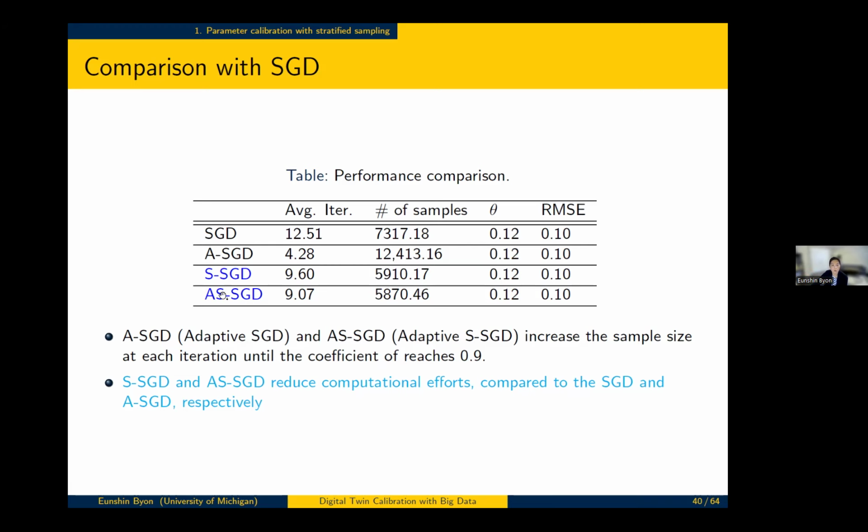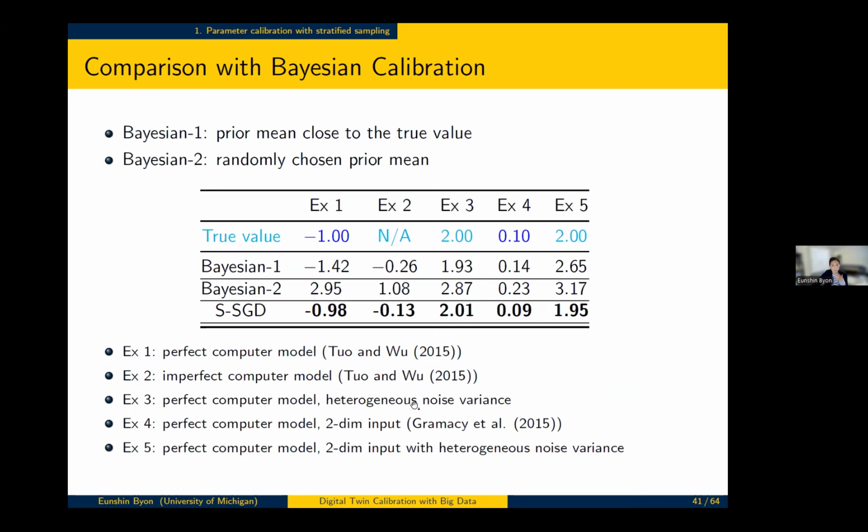But when we employ stratified sampling in addition to the adaptive SGD, we were able to reduce the number of evaluations by about half. Okay, so we were able to reduce the computational effort remarkably compared to the SGD and ASGD. We also compare the accuracy with the Bayesian approach.